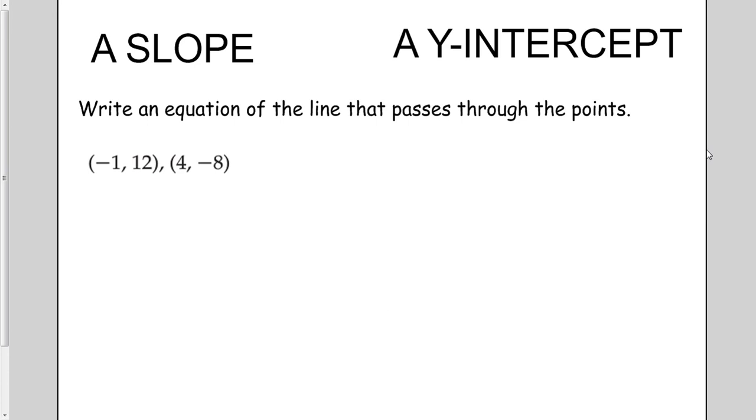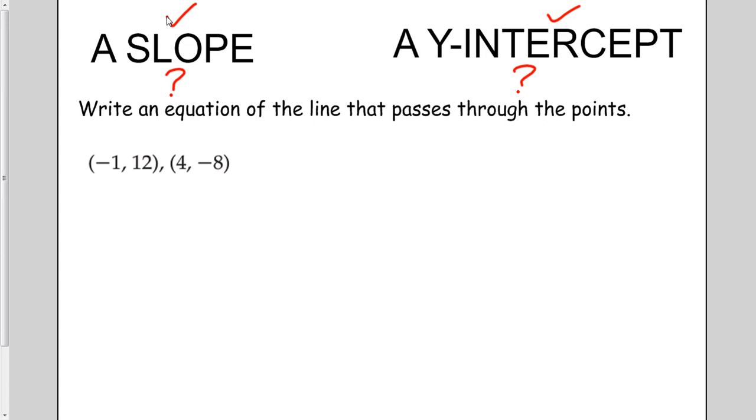In this example, we're looking at how to write an equation in slope-intercept form. As we saw in the previous example, we need two things to write this equation. We need a slope and we need a y-intercept. Unfortunately, when we start this problem, we see that we're not given either one. So that tells us that we must find both.